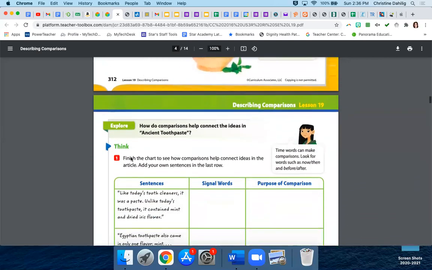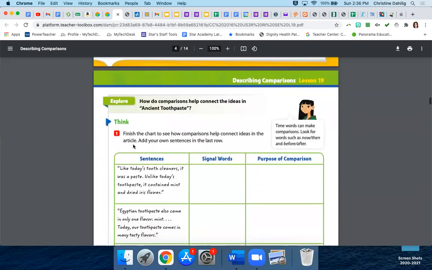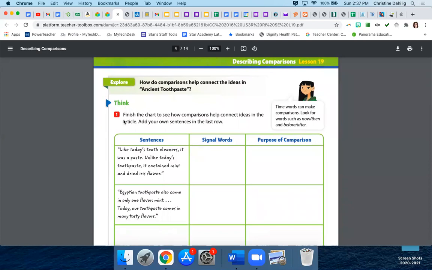All right, let's take a look at page 313. And it says up here, how do comparisons help connect the ideas in ancient toothpaste? So we're going to think about this. And it says to finish the chart to see how comparisons help connect ideas in the article. Add your own sentence in the last row. And a little hint bubble here, it says time words can make comparisons. Look for words such as now and then and before and after.